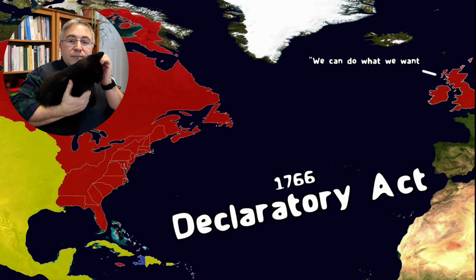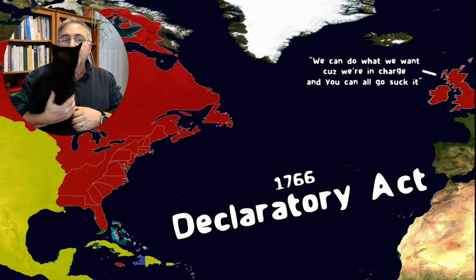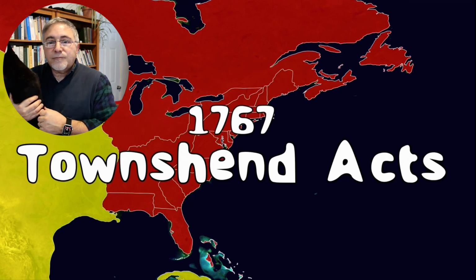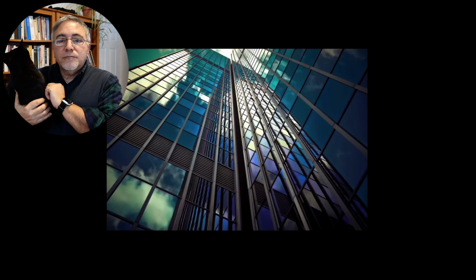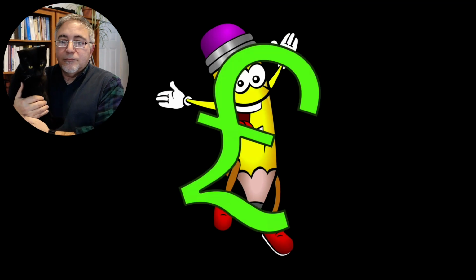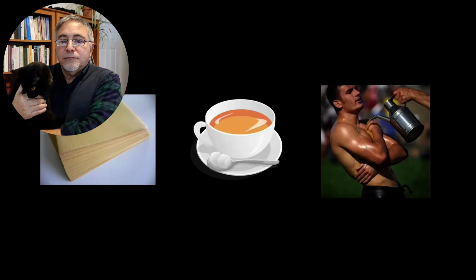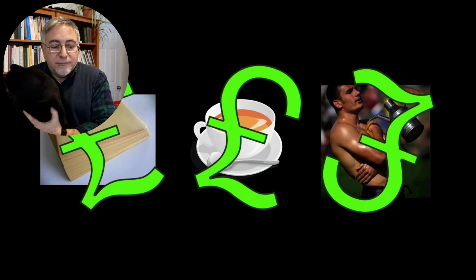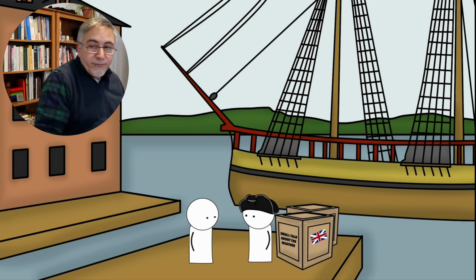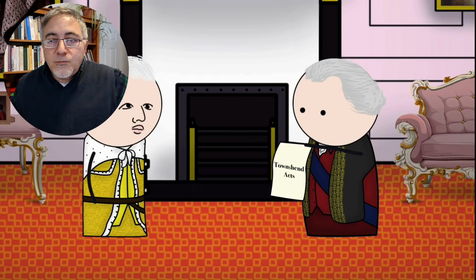So in 1766, the British made a declaration saying, we can do what we want because we're in charge and you can all go suck it. Then they levied a whole bunch of new taxes on the Americans via import duties. Glass? There's a tax for that. Lead? There's a tax for that. Paper? Tea? Oil? There's a tax for that. And once again, the Americans boycotted British goods, British business felt the pinch, and the British had to back down.